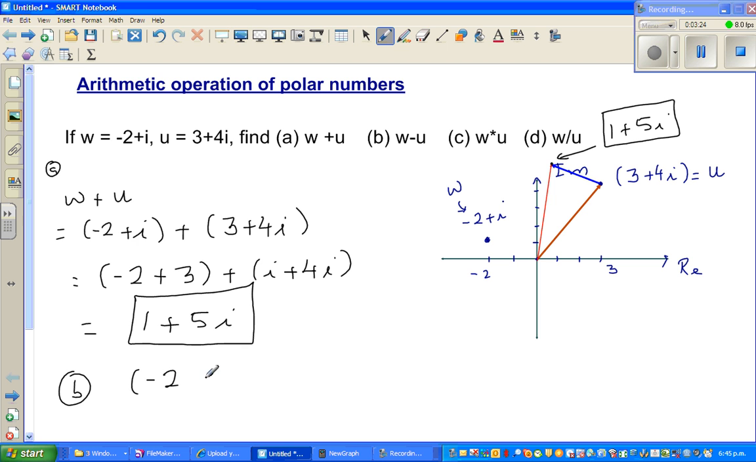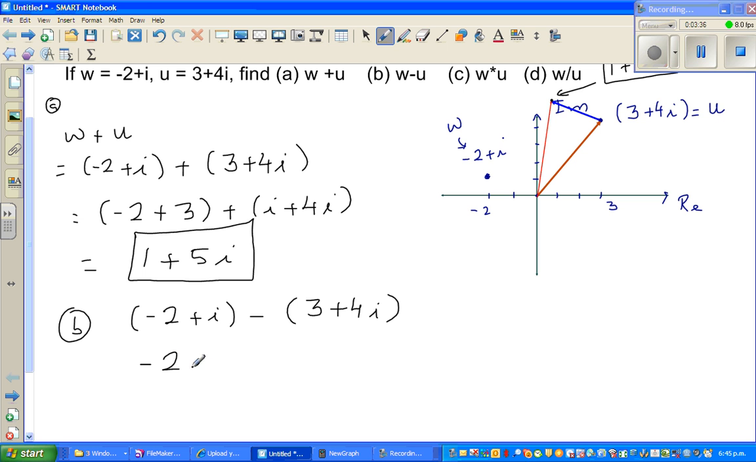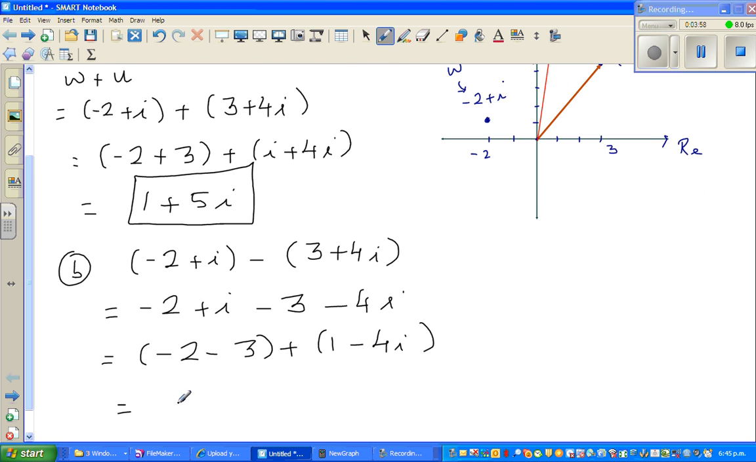To take away, you do the same thing. It's minus 2 plus i take away 3 plus 4i. So let me open the bracket. This is minus 2 plus i, and opening the bracket, it's minus 3 minus 4i. Grouping the real and the imaginary parts separately: minus 2 minus 3 plus 1 minus 4i. This is nothing but minus 5 minus 3i. Minus 5 minus 3i is the answer for the second one.